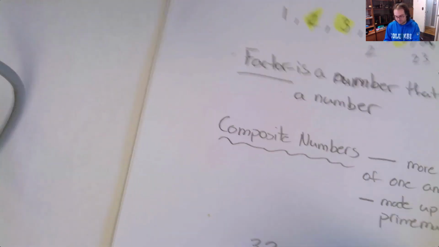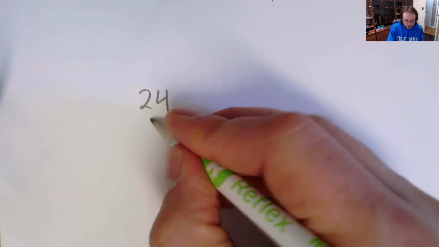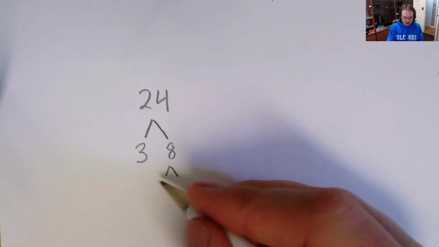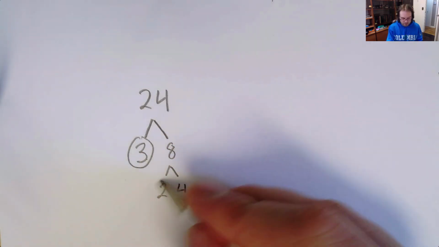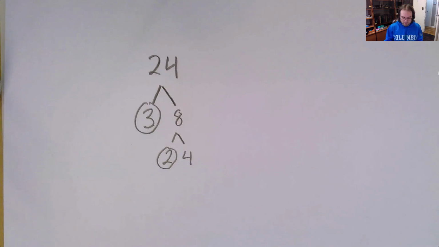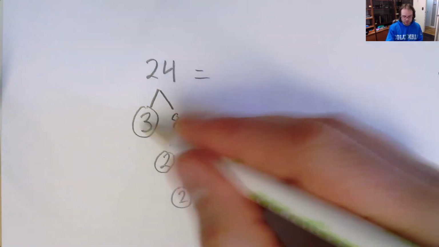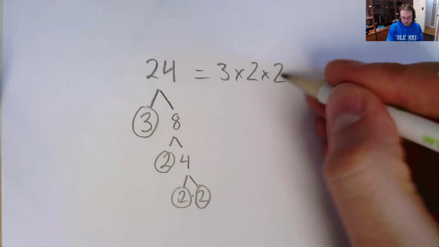Let's try another example. Let's try 24. So I want to find the prime factors of 24. So first I got to find any number that divides it. Well, I look here, I'm going to say 3 divides 24. 3 times 8 is 24. I could break it down and I could say 2 times 4 is 8. And we know 3 is prime and 2 is prime. Once we hit a prime, we're going to circle it. Now 4 can be broken down to 2 times 2. So what is this equal to? 3 times 2 times 2 times 2.